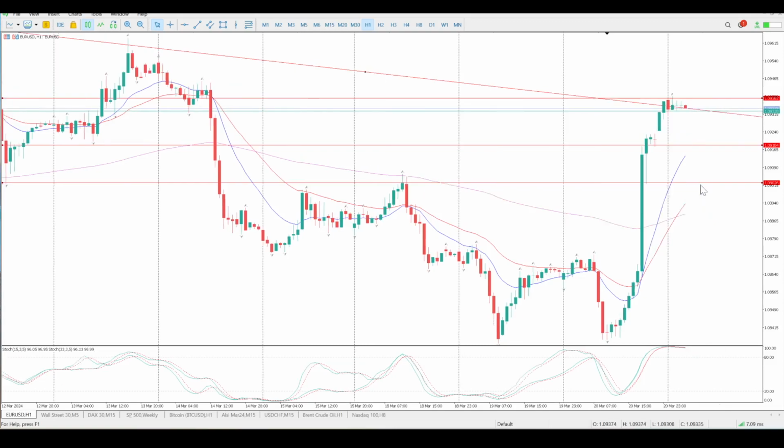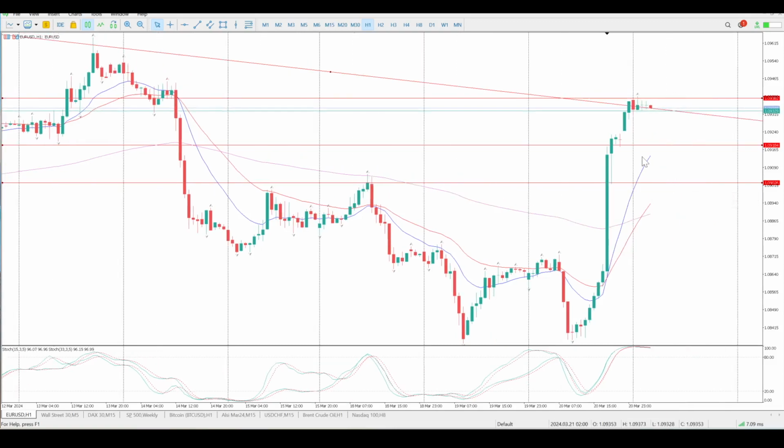But I think 1.09184 is clearly what we are paying attention to at the moment. So that is our line in the sand. Okay, so I don't want to be jumping in long up here. Definitely want to be looking for a pullback. That's my first prize. If it doesn't hold, then I'll be waiting for it a little bit lower down at 1.0900.